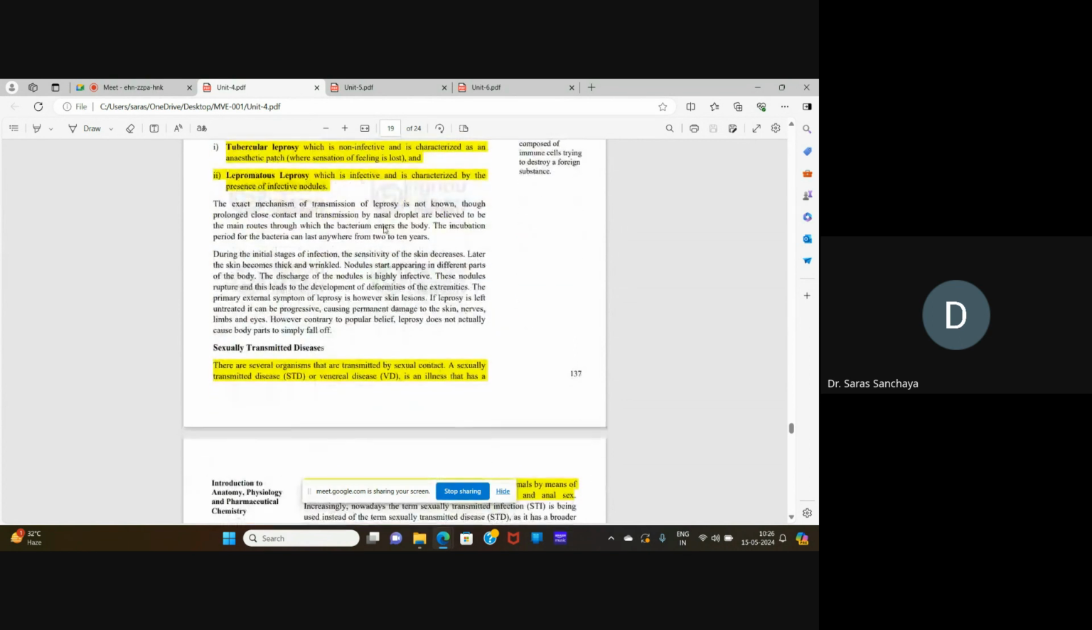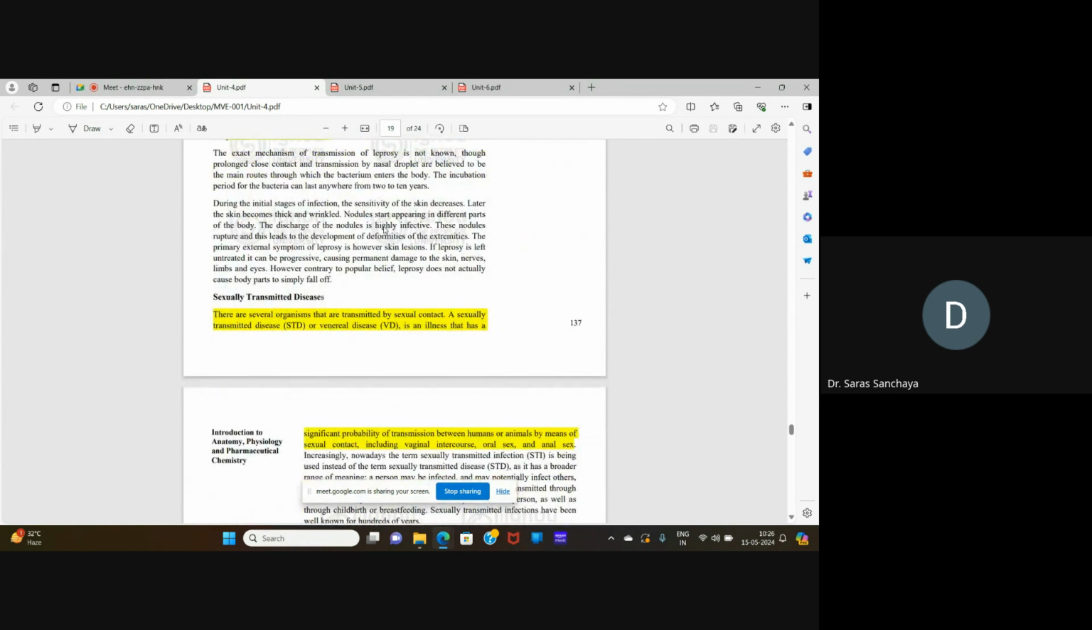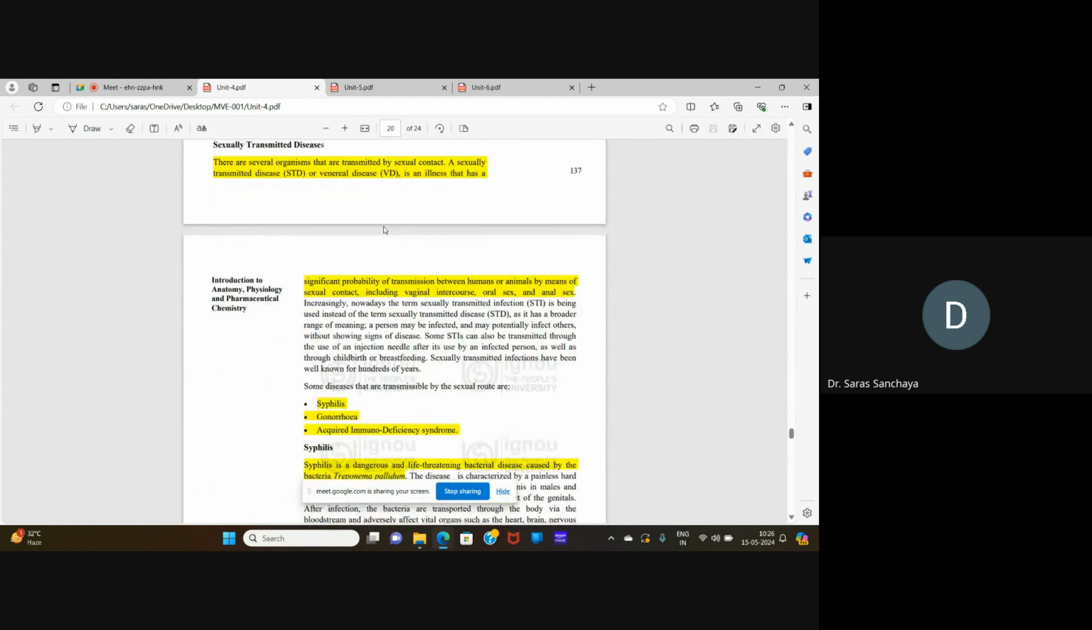Now we come to sexually transmitted diseases. There are several organisms that are transmitted by sexual contact. A sexually transmitted disease or venereal disease is an illness that has a significant probability of transmission between humans or animals by means of sexual contact, including vaginal intercourse, oral sex, or anal sex.